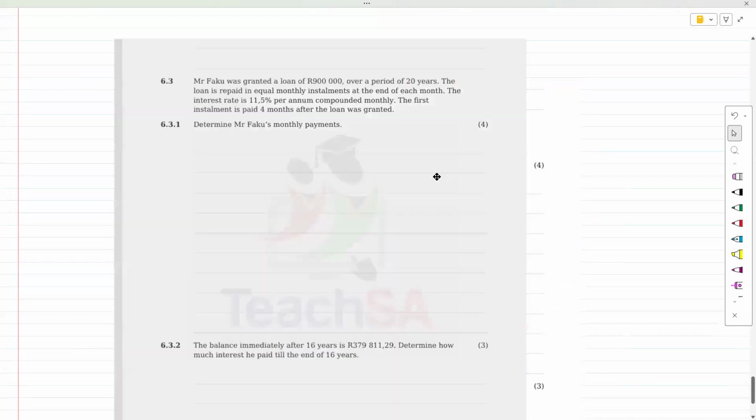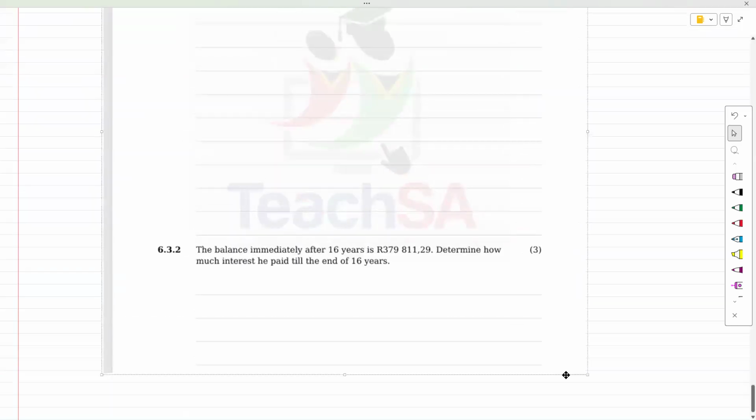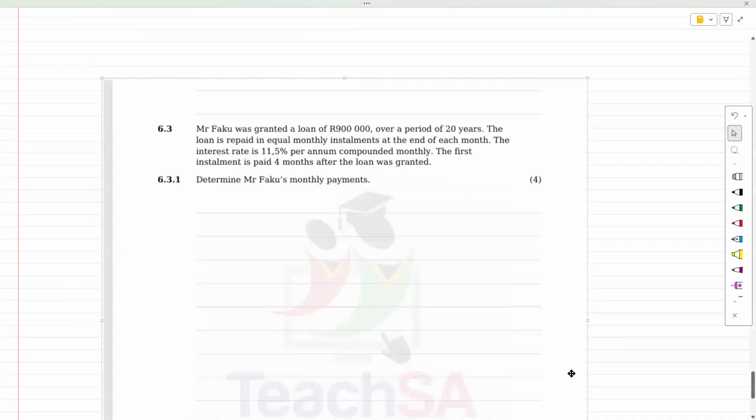6.3, Mr. What's this guy's name? Baku. I don't know if he's Japanese or what, but he was granted a loan of 900,000 over a period of 20 years. The loan is repaid in equal monthly installments, present value, at the end of each month. The interest rate is 11.5% per annum compounded monthly. The first installment is paid 4 months after the loan is granted. Okay, cool. Determine his monthly installments or his monthly payments or whatever they want to determine.